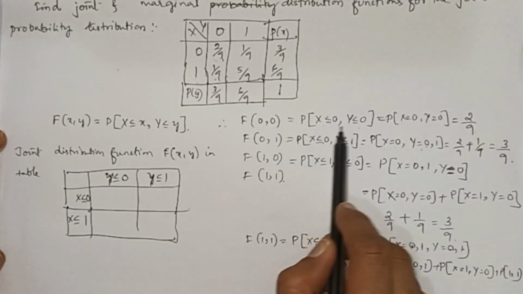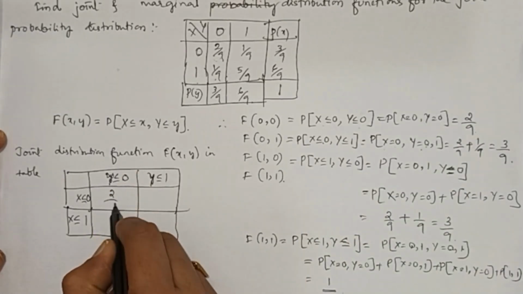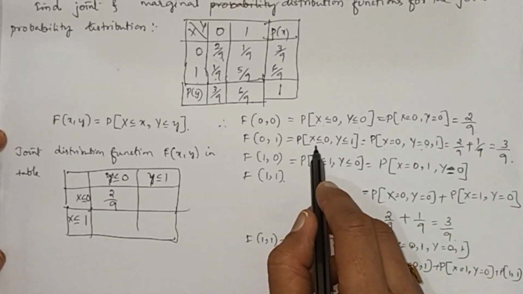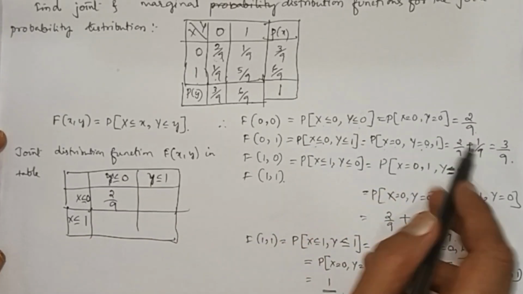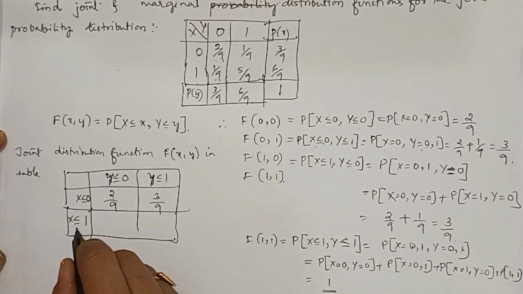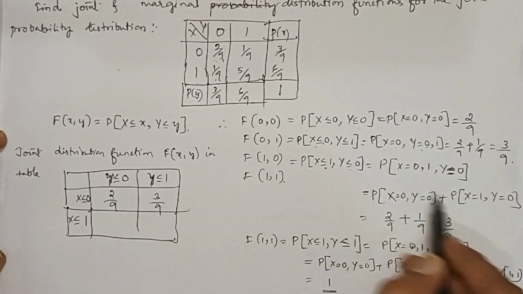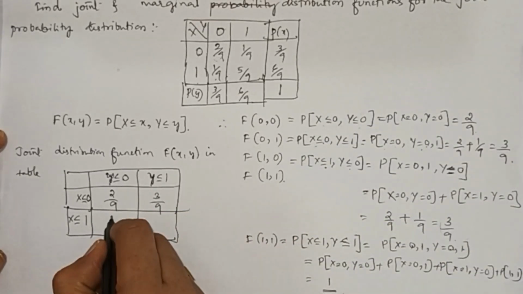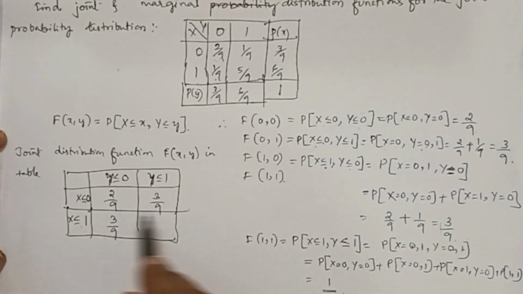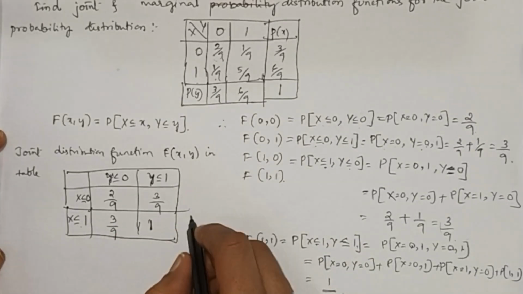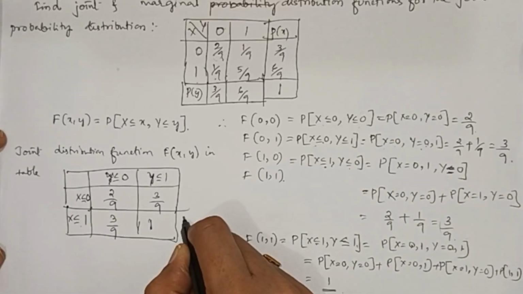That is this first case, we got it as 2 by 9. Next, X less than or equal to 0, Y less than or equal to 1, we got it as 3 by 9. X less than or equal to 1, Y less than or equal to 0, we got it as 3 by 9. Then X less than or equal to 1, Y less than or equal to 1, the value is 1. This is the joint distribution function.